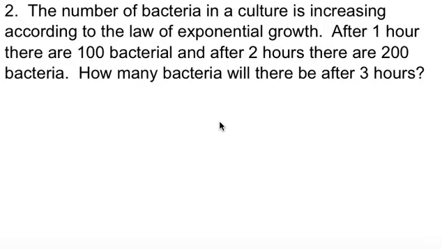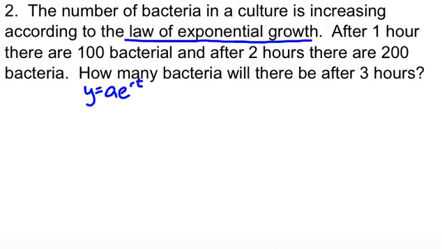For number 2, the number of bacteria in a culture is increasing according to the law of exponential growth. That's important, law of exponential growth. So we are going to be using y equals a e to the rt. R is positive because it's growing. After 1 hour, there are 100 bacteria, and after 2 hours, there are 200 bacteria. We want to know how much bacteria there will be after 3 hours.